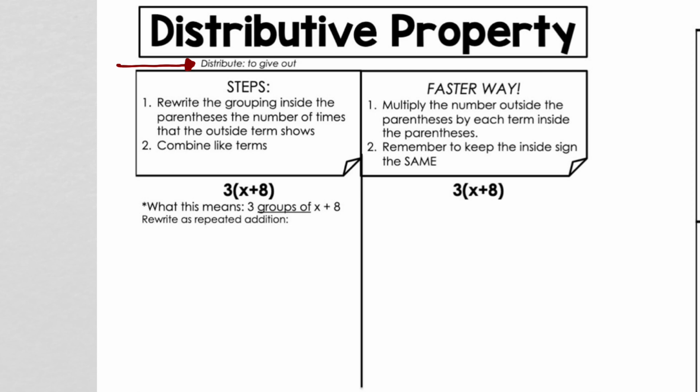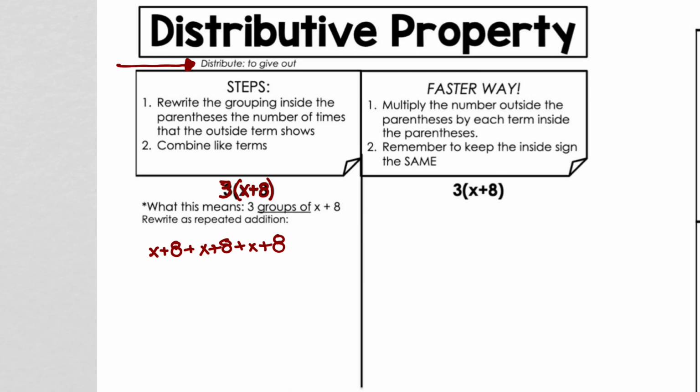The first strategy says we can rewrite the grouping inside the parentheses the number of times that the outside term shows, and then combine like terms. For example, this would say 3 groups, and each group is x plus 8. On your notes, let's write this out. I'm going to write 3 groups of x plus 8. So I've got x plus 8 plus x plus 8, and then one more, plus x plus 8, because we know that all multiplication is just repeated addition. So that works. Now all we have to do is simplify that.